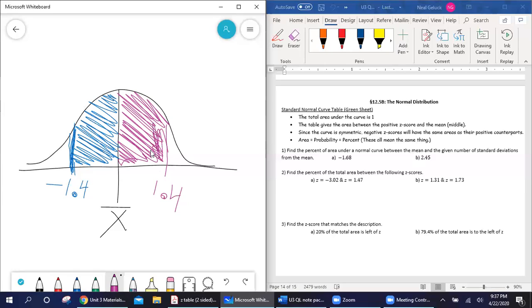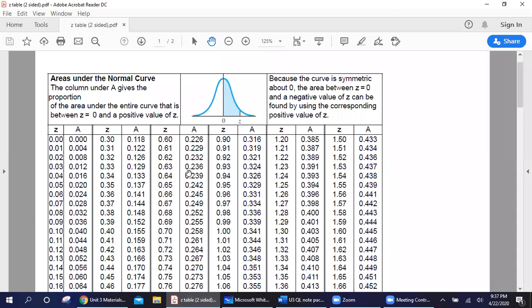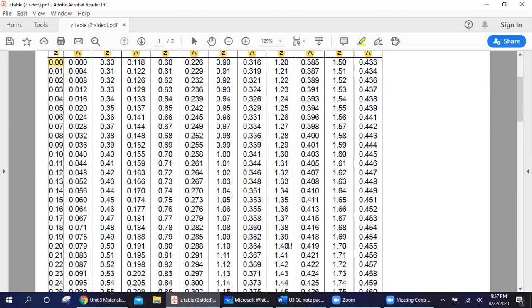So on this example problem, if I said, hey, what's this blue area? What is that area? I would actually go to the number positive 1.4 on my z table. If you notice, they have z-score and area. So I would go to positive 1.4 for a z-score, which is down here. I don't know why this is highlighting a whole bunch of stuff, but right here. Oh, it's highlighting everything now.